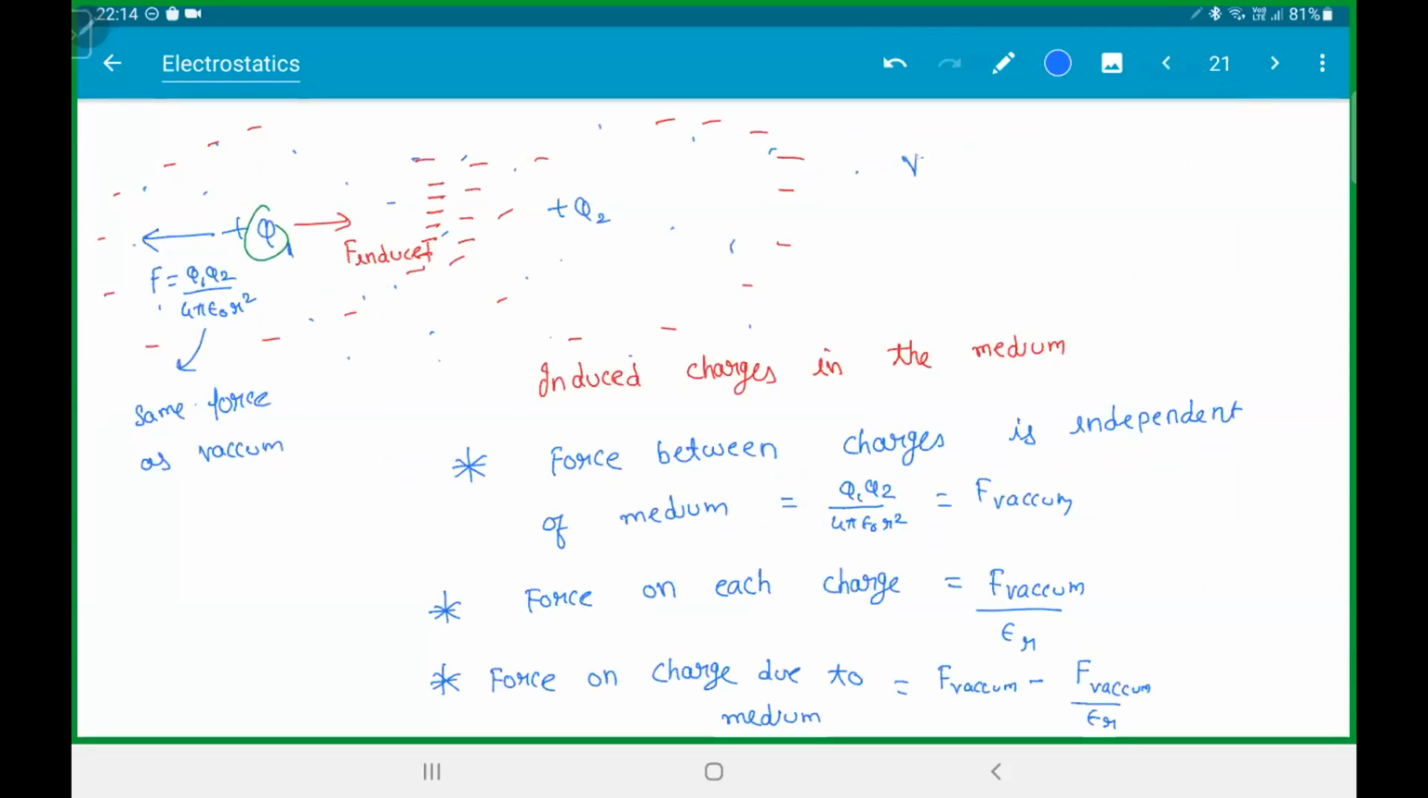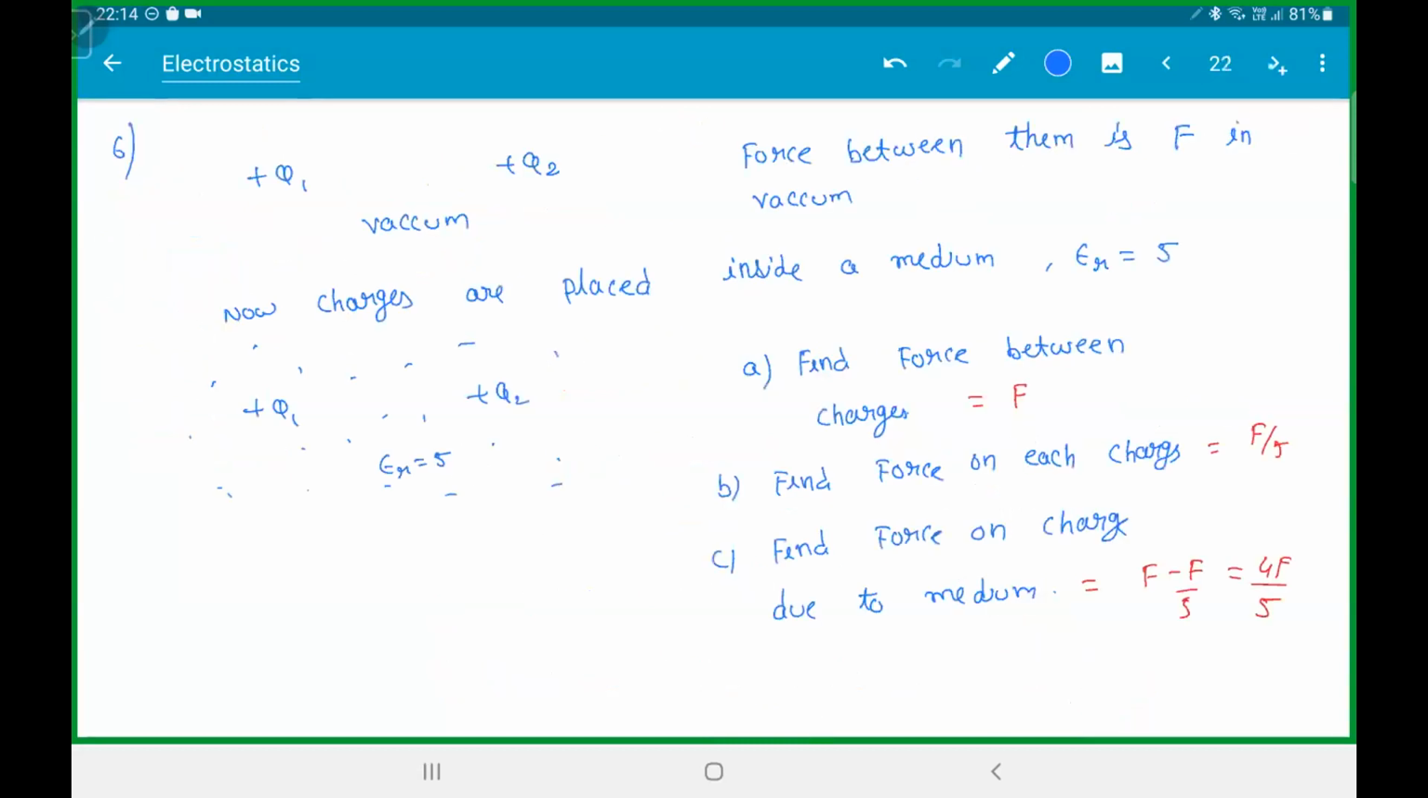So this condition is valid only when the entire space is filled with medium. You have to fill the entire space with medium. Have a look at this.